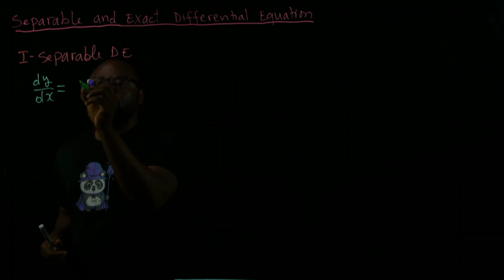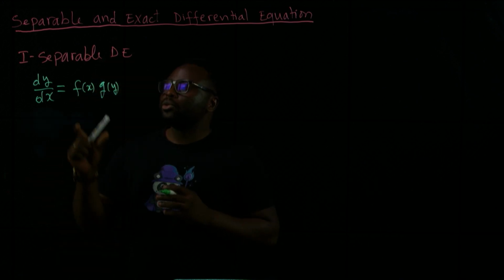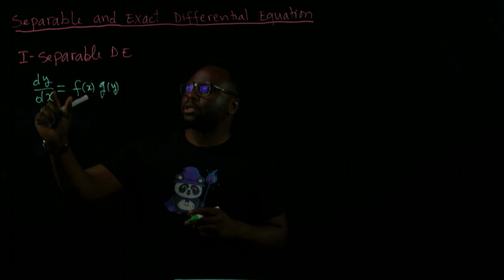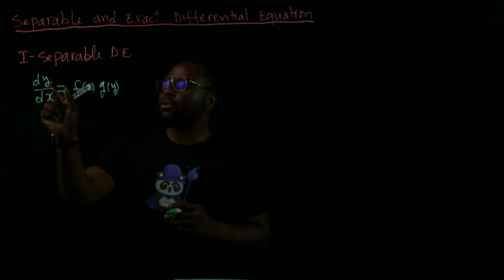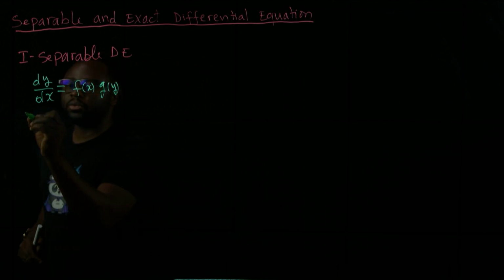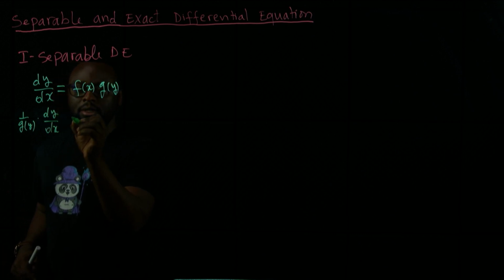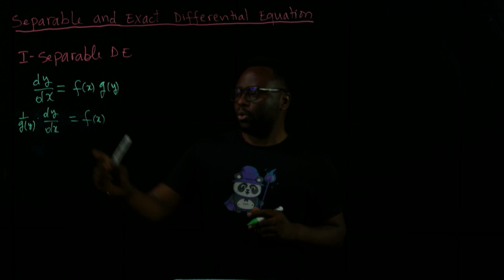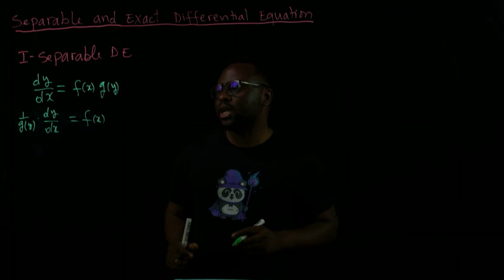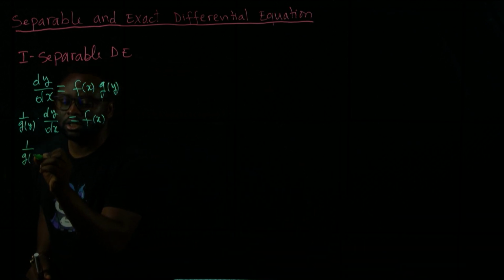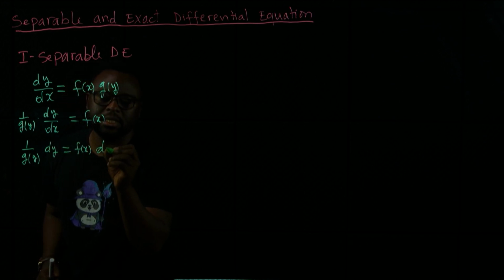If you are given the following, f of x times g of y. To approach the separable DE, we want to make sure that we have y on one side only and x on the other side, okay? So to do that, we divide this equation by g of y, and we obtain 1 over g of y times dy over dx. This is just the first step, okay? Second step, we still have x here. So to get rid of this dx, we multiply everything by dx. By doing that, we have 1 over g of y times dy is equal to f of x times dx, okay?